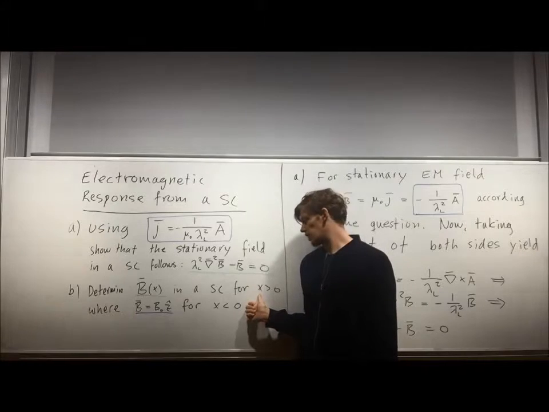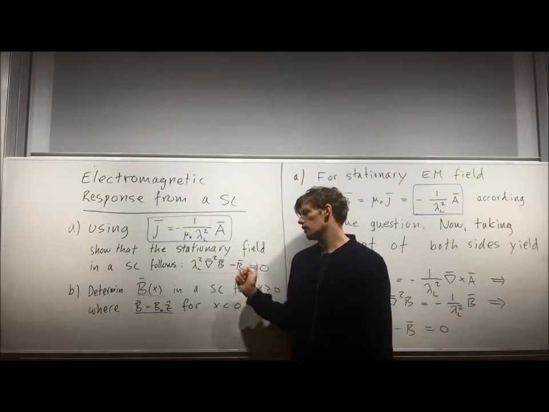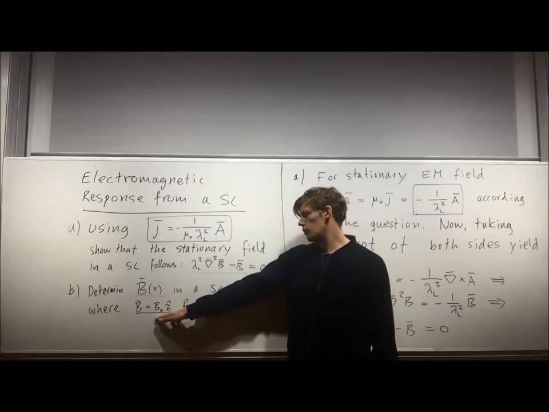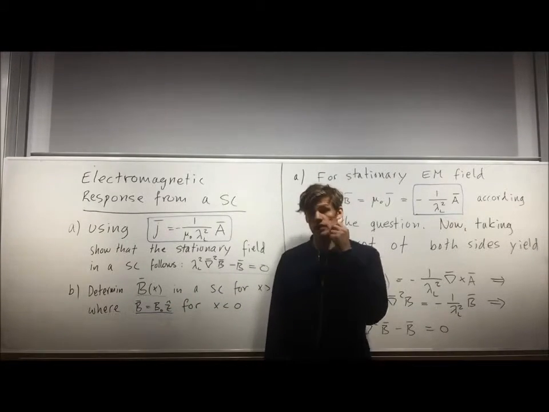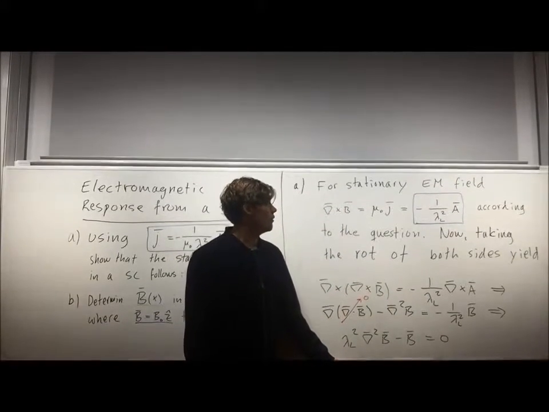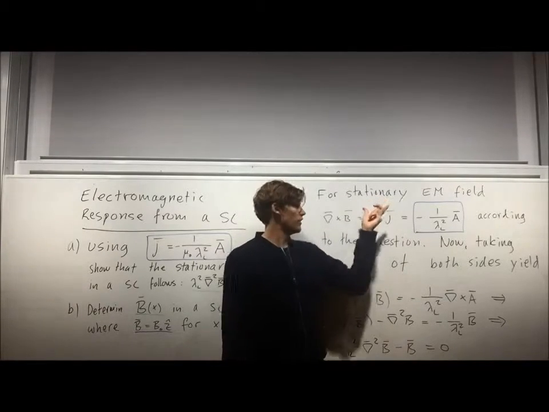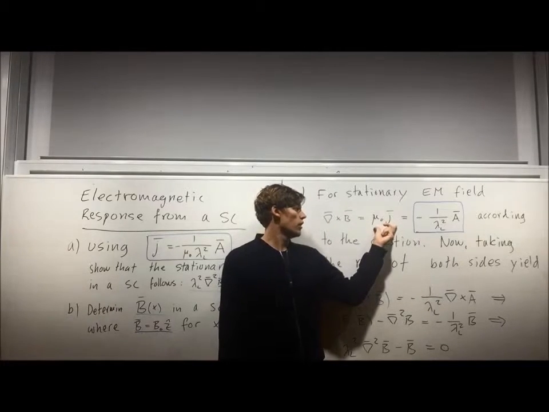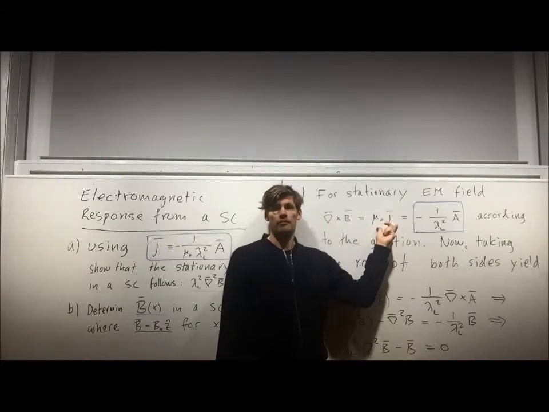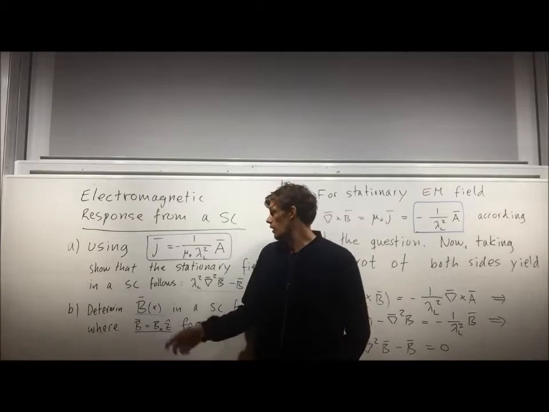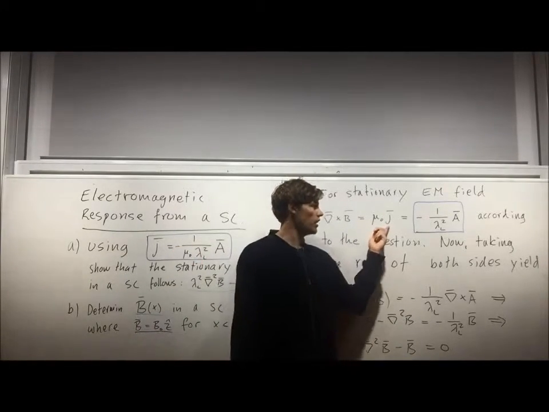The superconductor starts at x equals 0, given that outside the superconductor we have a constant magnetic field B0, which is directed along the z-axis. In order to solve that, we'll use the fact that for a stationary magnetic field, we know that the rotation of the magnetic field must be equal to mu naught J, right? From Maxwell's equations. And using the relation that we had here, we can just substitute J for this one.